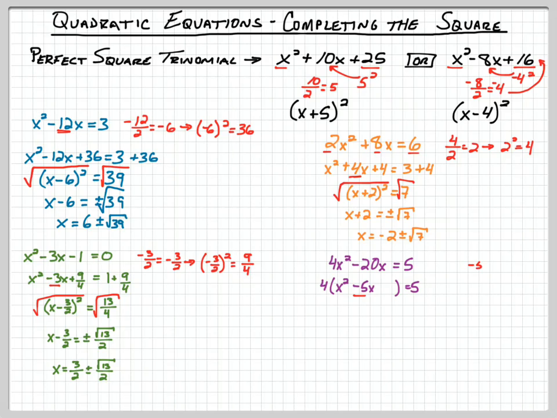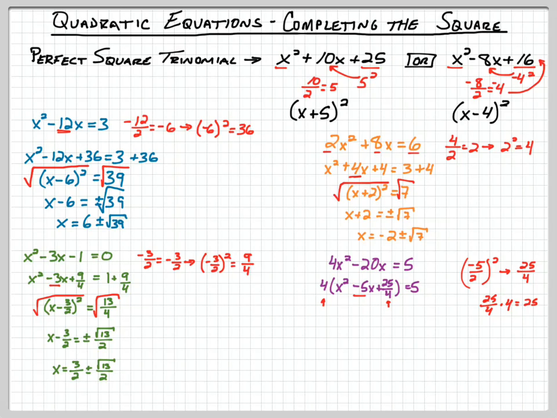So we're still going to take our negative 5, and we're going to divide it by 2. We're going to square it, get our 25 over 4. So that's what we're going to add to both sides, right? 25 over 4. However, notice that this 25 over 4, this is inside of parentheses. So that's actually being multiplied by 4. So we're not adding 25 over 4 to both sides. We're actually adding 25 over 4 times 4, which is 25.